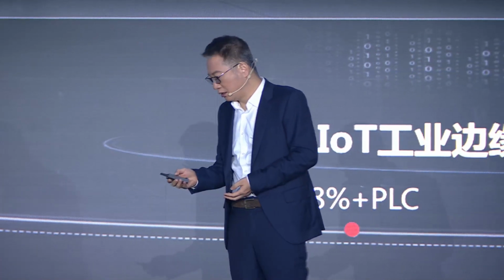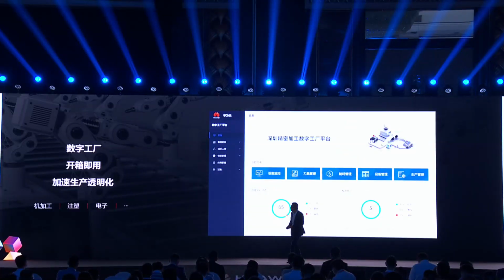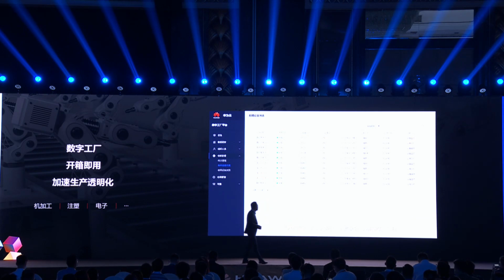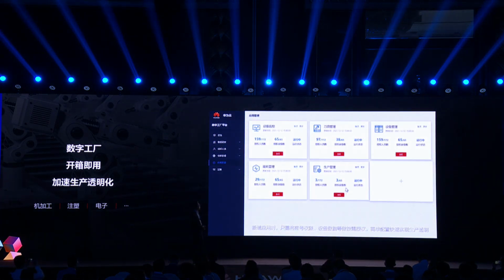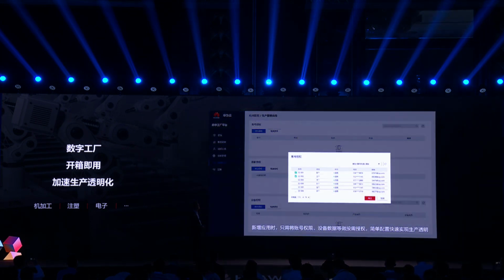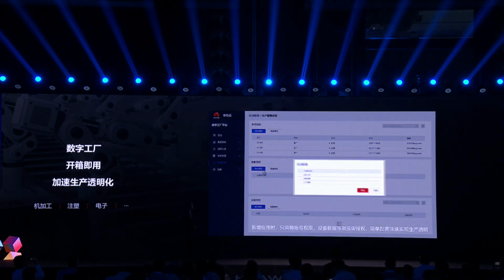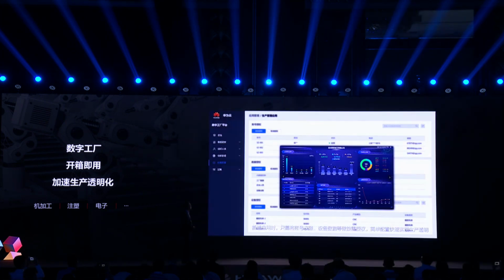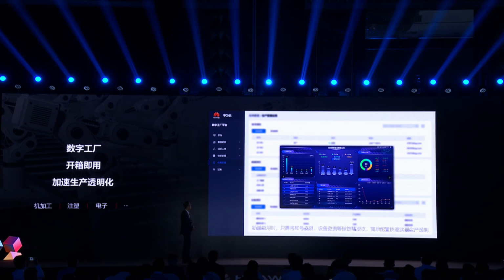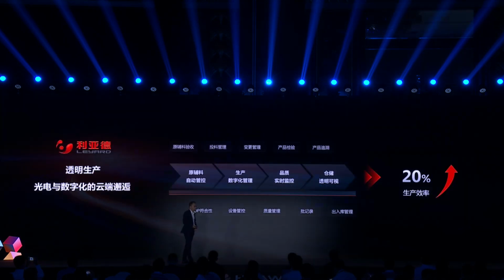So here is a video about our digital factory. Huawei Cloud Digital Factory implements unified management of equipment, people, privileged apps. When adding a new app, you just need to configure the privilege for accounts.